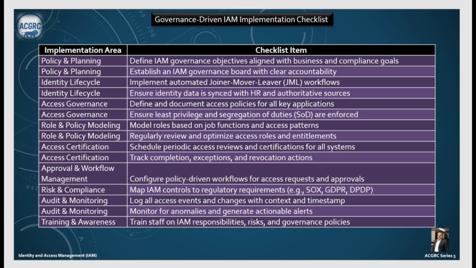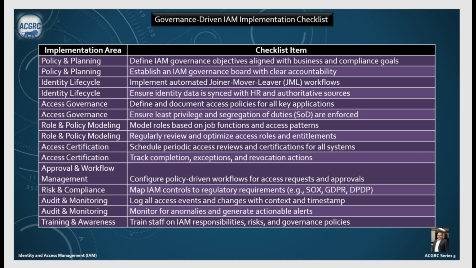So, from a checklist perspective, first is defining your IAM governance objective. It should be aligned with business and compliance goals. Once done, establish an IAM governance board with clear accountability. Followed by implement an automated joiner, mover, leaver workflow. Then ensure identity data is synced with HR and authoritative sources.